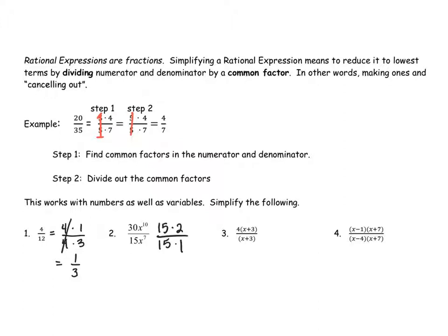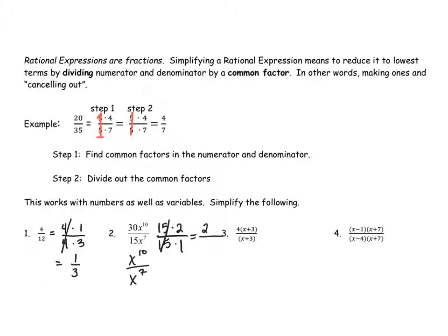So this is 15 times 2 over 15 times 1. The 15s divide out, and I'm left with 2. I'm going to go ahead and put that fraction part there, and then I'm going to deal with the x to the 10th over x to the 7th.